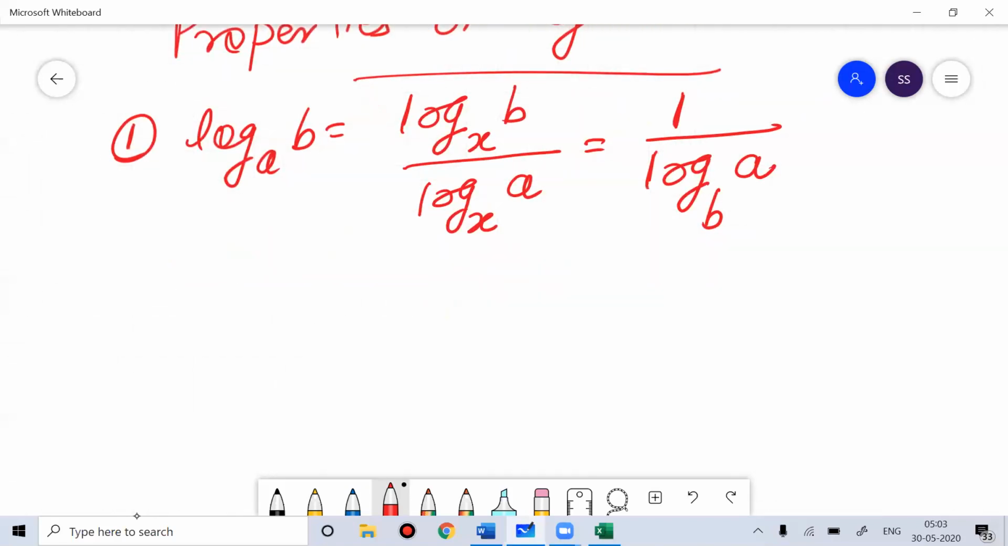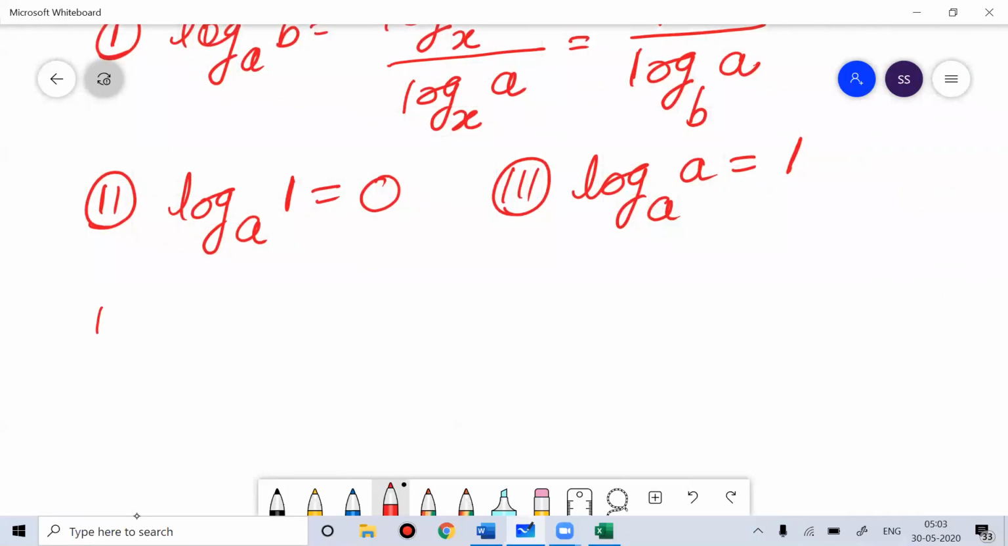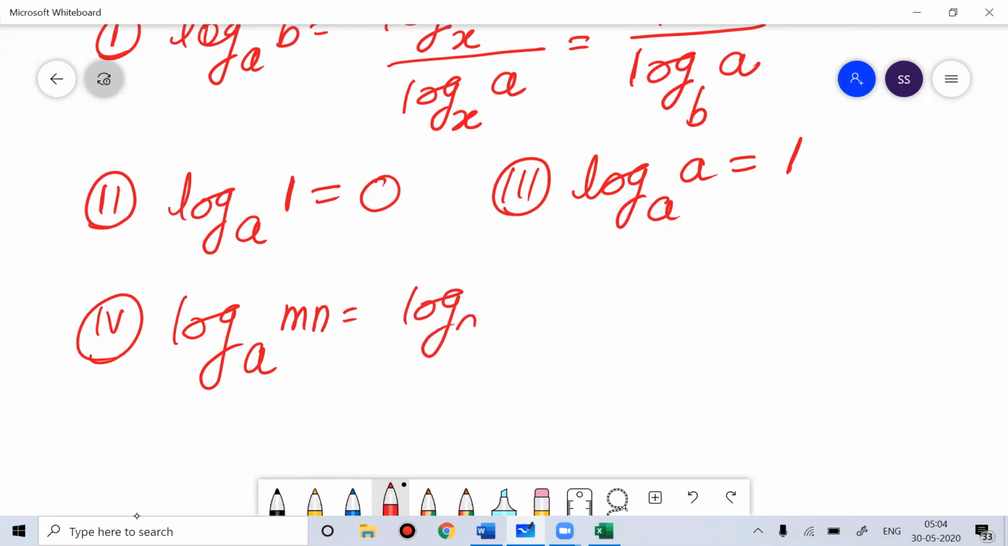Then the next property of logarithm you can remember, log of 1 to any base will always give you 0. Whenever you want to find the log of 1, the value is always 0. The third thing: if the base and the argument are both the same, then the value would be 1. Then the fourth property: log of mn to any base gives log of m plus log of n.